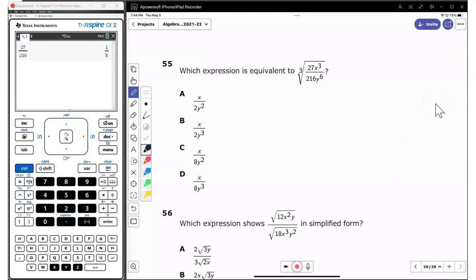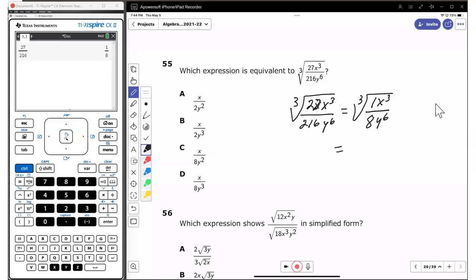Which expression is equivalent to the cube root of 27x cubed divided by 216y to the 6th? I'm going to simplify 27 over 216, and you notice that the cube root of 27 over 216 is actually 1x cubed divided by 8y to the 6th.